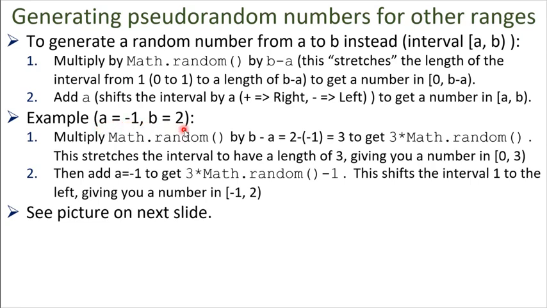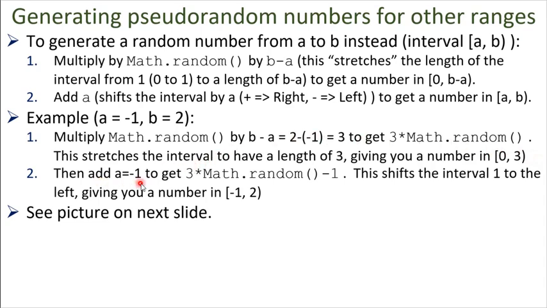So let's just give an example with numbers here. If A is -1 and B is 2, so you want to get a pseudo-random number between -1 and 2, first you do 2 minus -1 to get 3, right? That's your B minus A. That's the length of the interval from -1 to 2. And you're going to take that number and multiply Math.random by it, right? Math.random gave you a number from 0 to 1, and by multiplying it by 3, you're now going to get a number between 0 and 3.